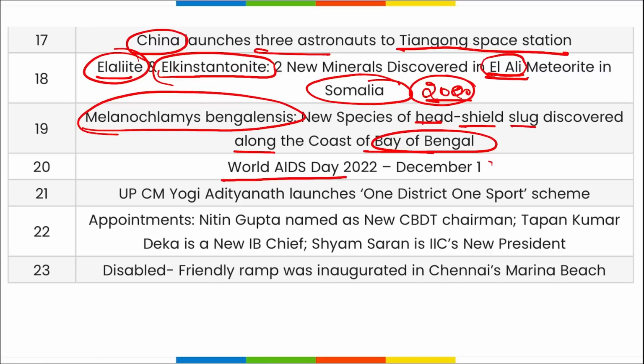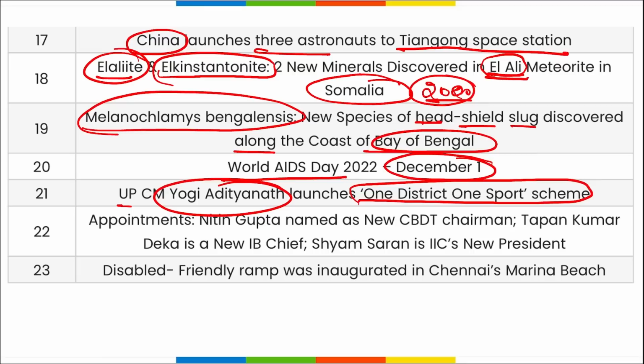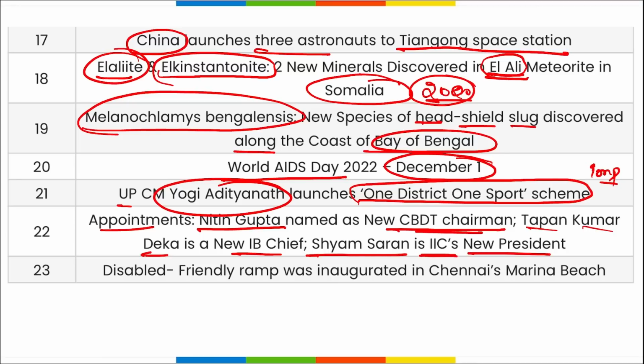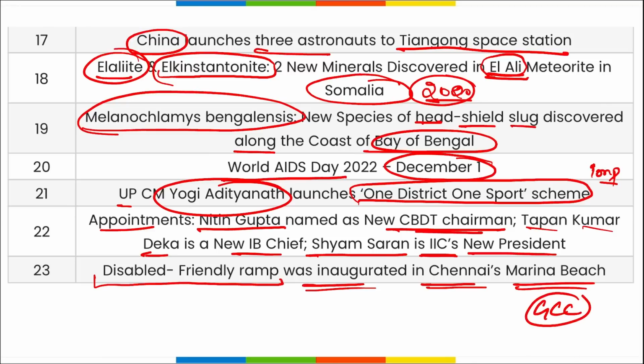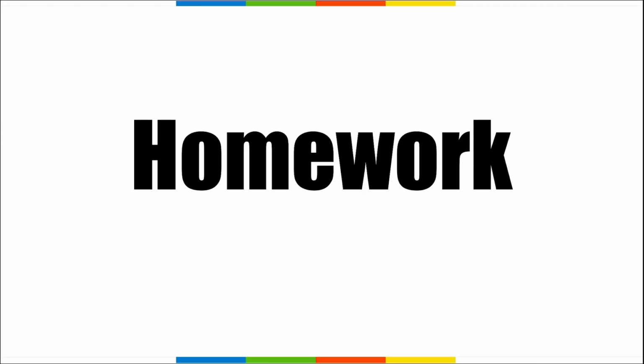Then World AIDS Day on 1st of December, and UP's Chief Minister Yogi Adityanath has launched one district, one sport scheme also. Important. Next is appointment. Nitin Gupta has been named as the new CBDT chairman. Tapan Kumar Deka is the new IB chief, and Sham Saran is the new IIC's new president. Then disabled friendly ramp was inaugurated in Chennai's Marina Beach, and it was developed by GCC. So these are your important current affairs, friends.